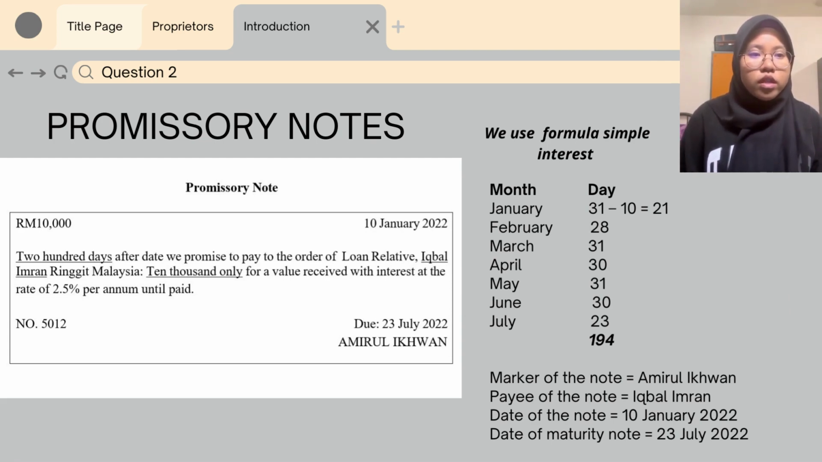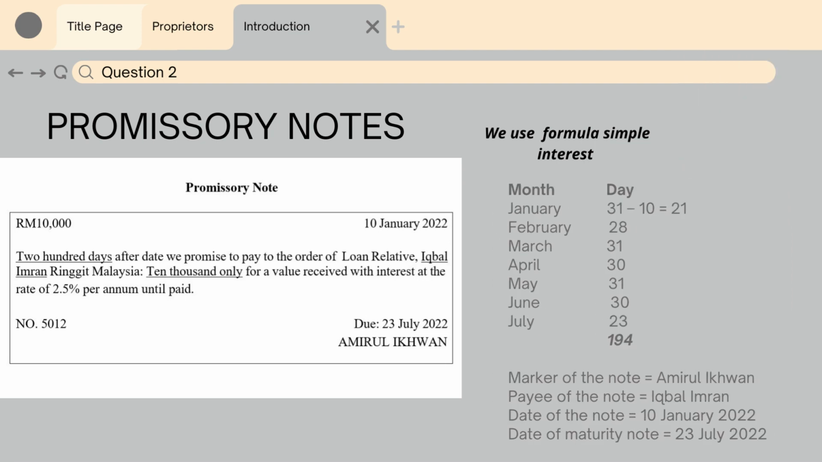For promissory notes, we have 7 months. In January we have 31 days, but we minus 10 because we start from 10 January 2022, so we have 21 days only. February 28, March 31, April 13, May 31, June 30, and July 23. So we add all the days, and we have 194 days.